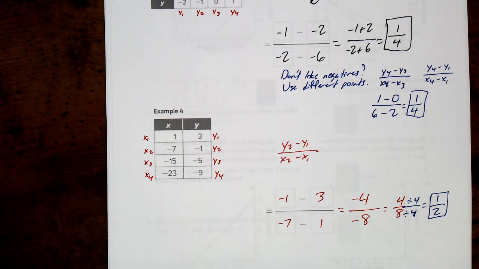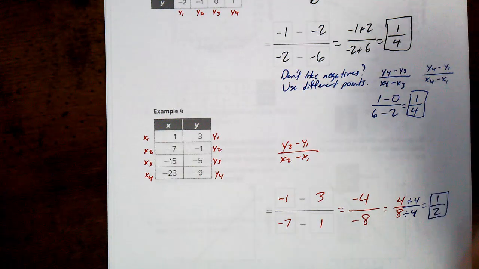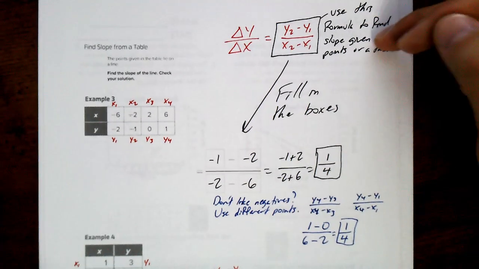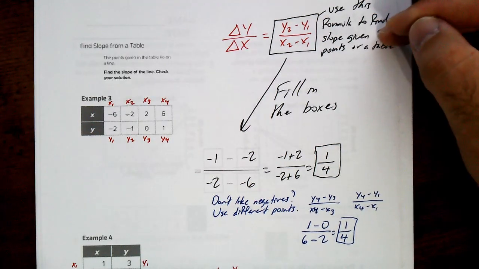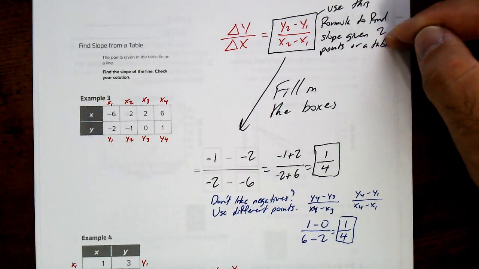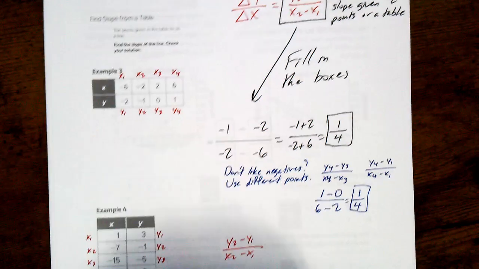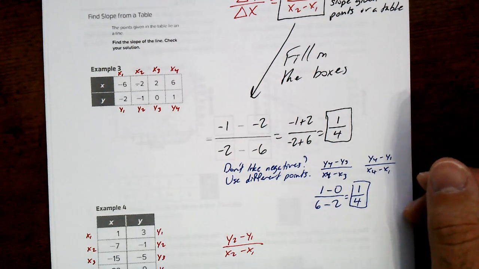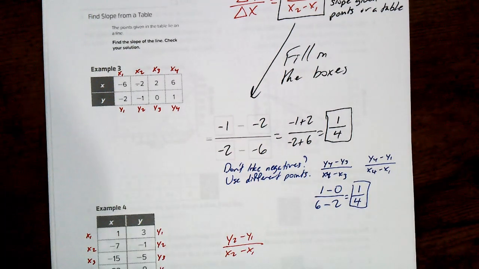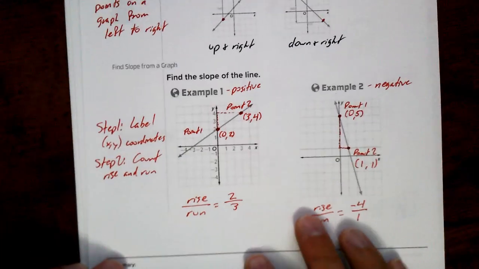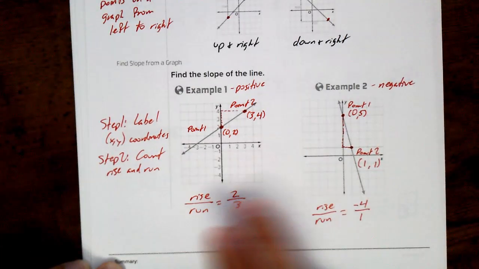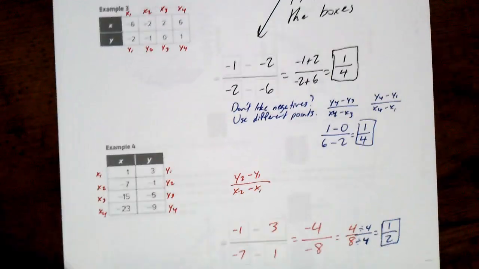This was a quick look at finding slope from a table. I think you guys did a little bit of this last year, so hopefully this was a little bit of a review, but it all comes back to this formula up here. Can you use this formula to find slope given 2 points or a table? Right now we've only done it from a table. We could have done it on the other page here instead of just counting it out, but if you can count it out, I'd just count it.